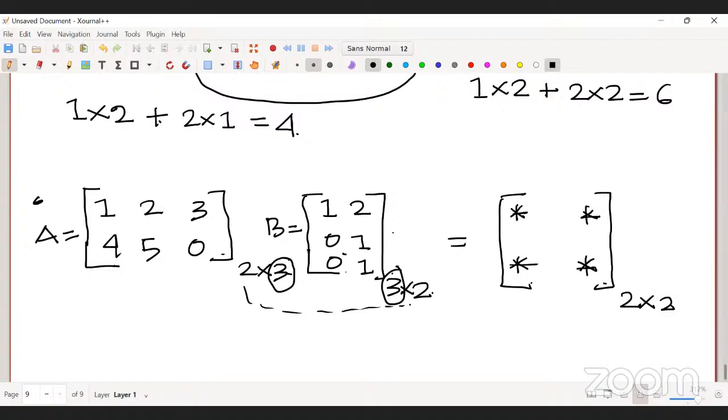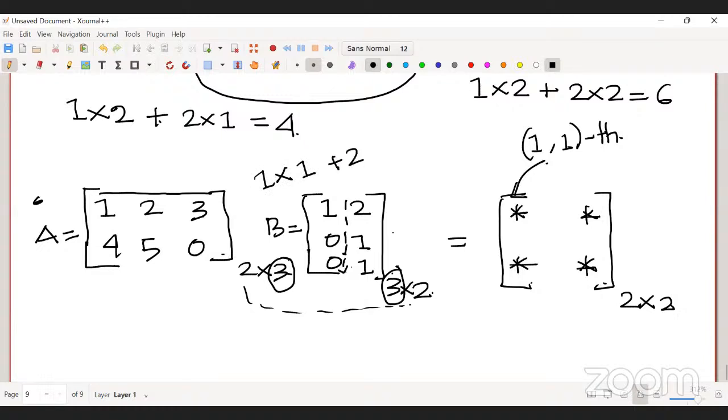So for the first entry of this matrix, what do I have to do? I have to multiply the first row with the first column. So if I multiply, what will I get? 1 times 1 plus 2 times 0 plus 3 times 0, which is nothing but 1.